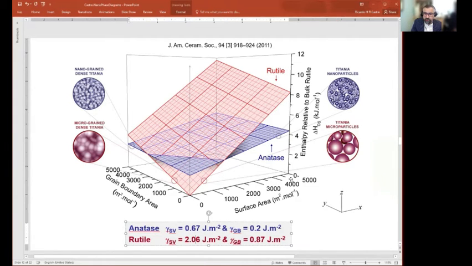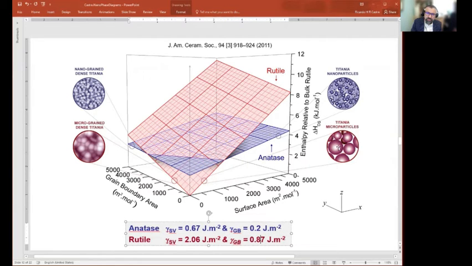So we have surface area and energy, and you have this crossover, just like the one we saw in the previous slide. So there's a crossover right here of the stability. Rutile is stable here. As you go for small particles, anatase is stable here. So for big particles, small particles. But the fact now is that there is also a difference in grain boundary energy.